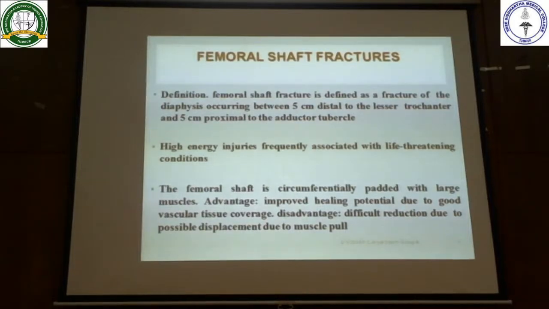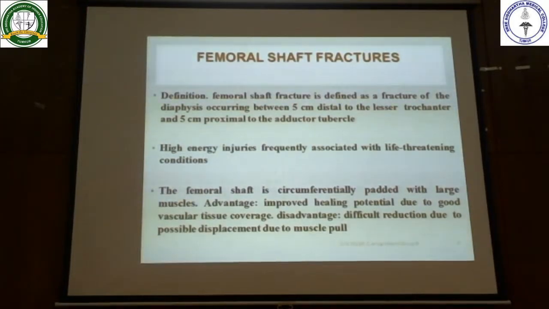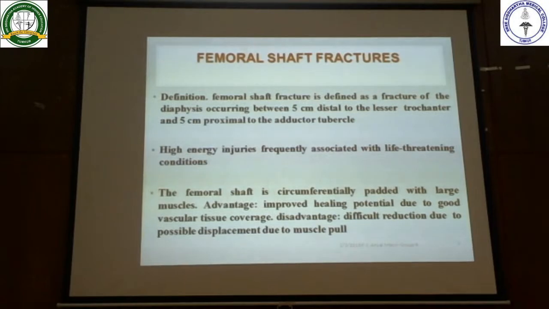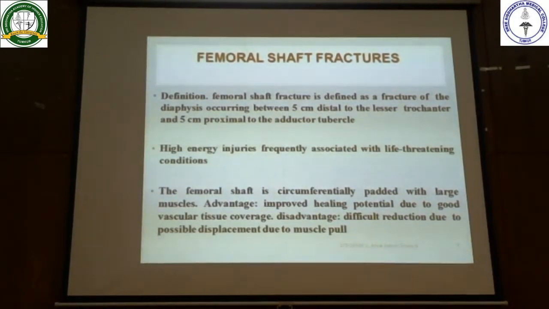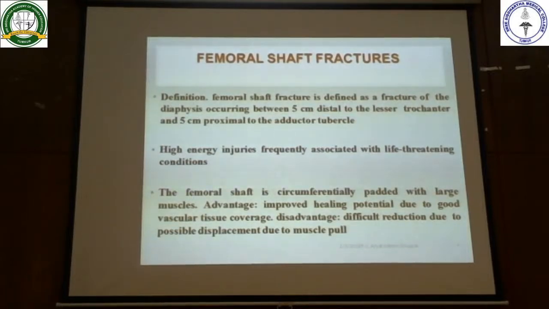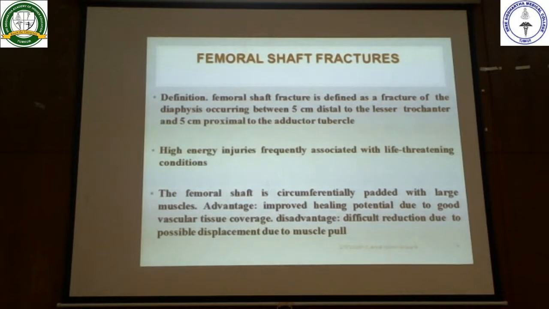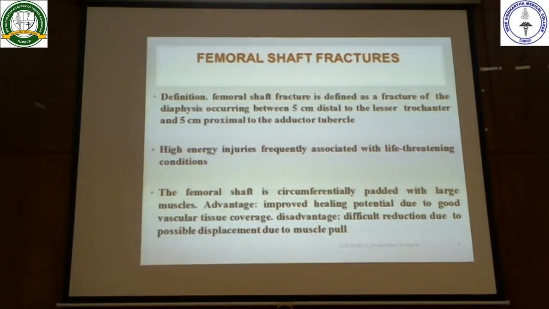It has to be a fracture of the diaphysis occurring between 5 centimeters distal to the lesser trochanter and 5 centimeters proximal to the adductor tubercle. Why 5 centimeters distal to the lesser trochanter? Because above that you have the head of the femur fracture, neck of femur fracture, and it becomes a subtrochanteric fracture if it is above that. So it has to be distal to the lesser trochanter.